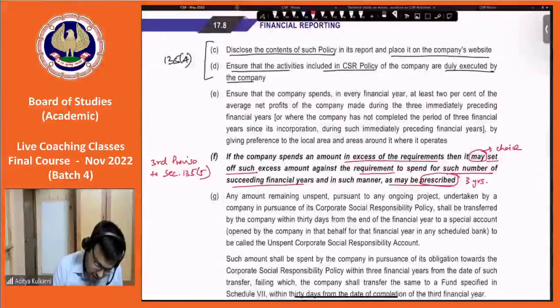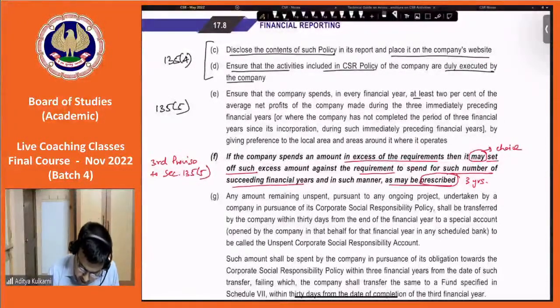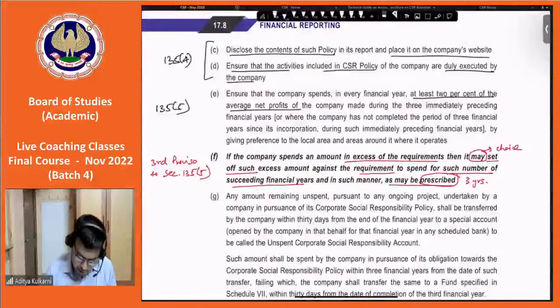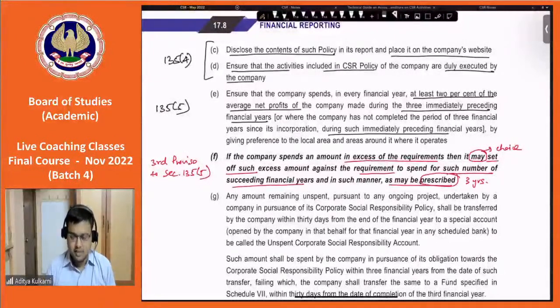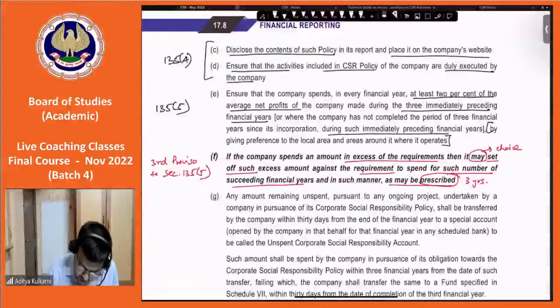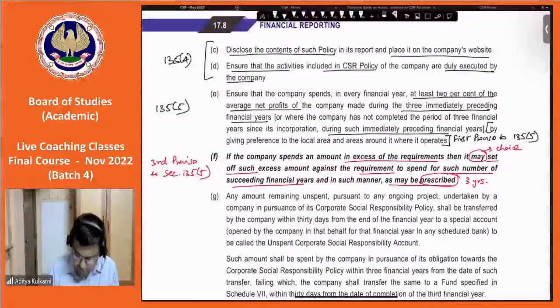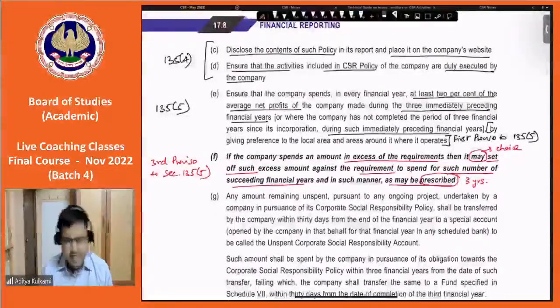This is 135(5), which we are doing now. Spends at least 2% of average net profits during the 3 immediately preceding financial years, or where the company has not completed the period of 3 financial years, during such immediately preceding financial years. And this is the first proviso to 135(5). So we have done the first proviso, we have done the third proviso. Sir, first is done, third is done, talk about the second. You talk about the second proviso.